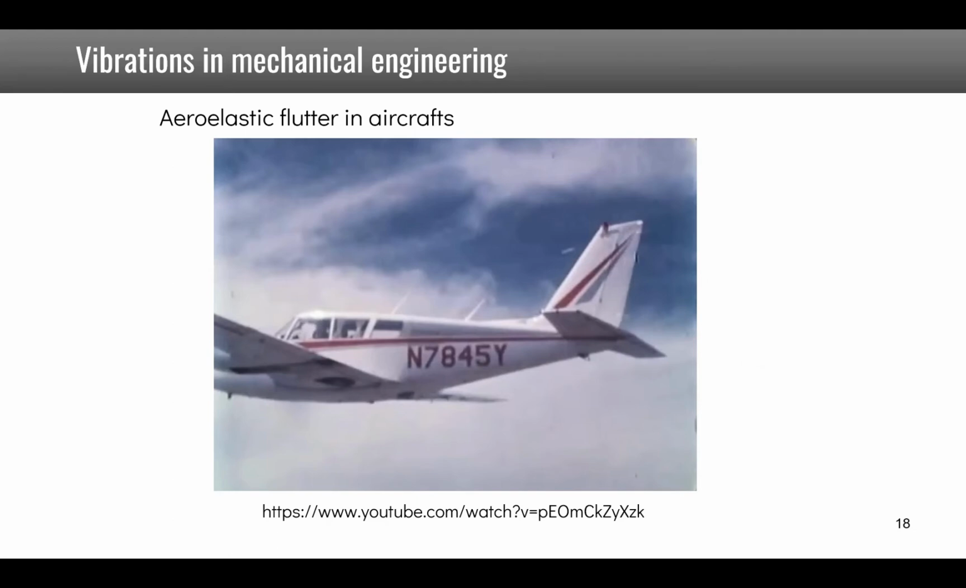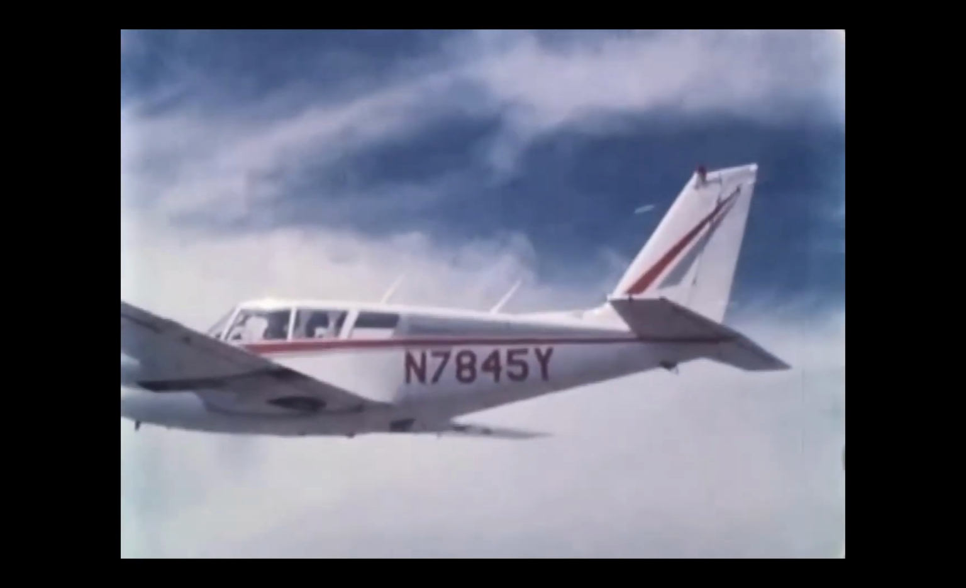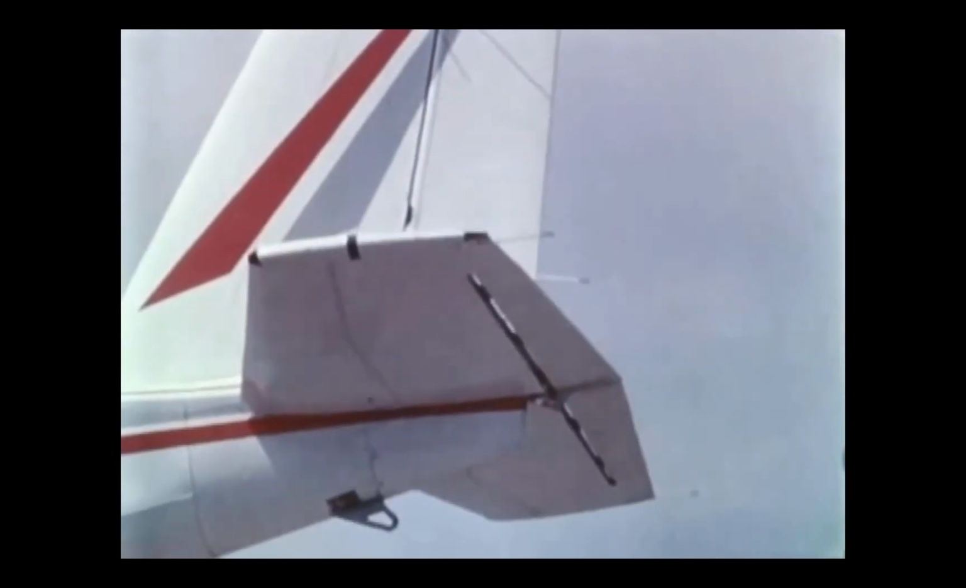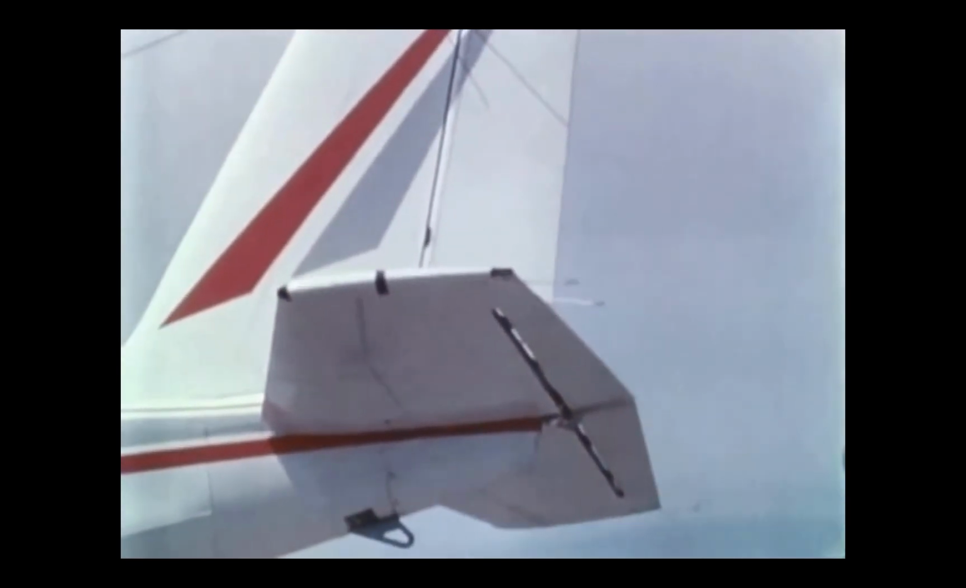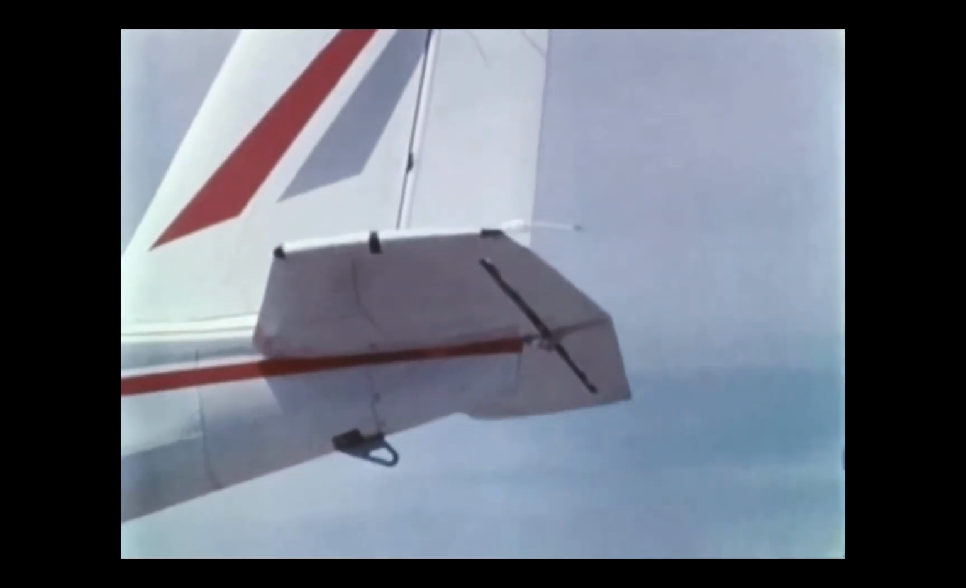Now, a typical example of a problem of vibration is flutter. Flutter is a phenomenon that occurs due to the interaction between the airflow and the aircraft, and this movie illustrates what kind of effect it can have. So you see clearly in this movie, if you look at the tail of the aircraft, and we will zoom on it, that there is some vibration that is only due to the interaction between the aircraft and the airflow.